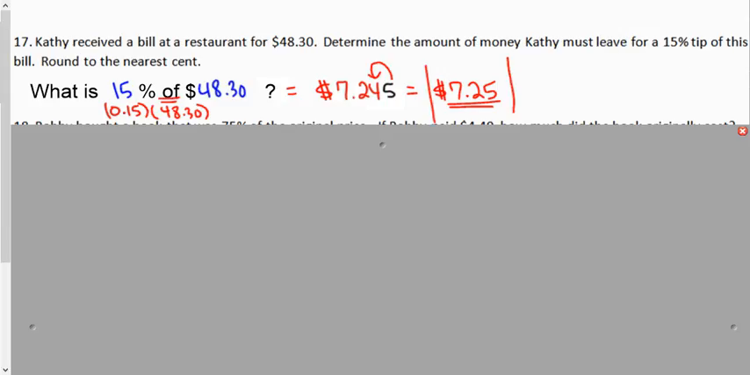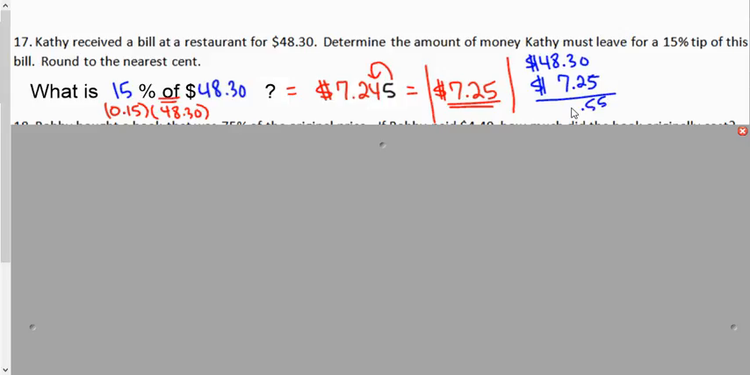Now I want to pretend that I've asked a different question. How much money did Kathy spend total with the bill and the tip? Well, the bill was $48.30. The tip was $7.25. See, she's going to have to pay both of them. It's not a discount. Just wanted to make sure we got that clear.